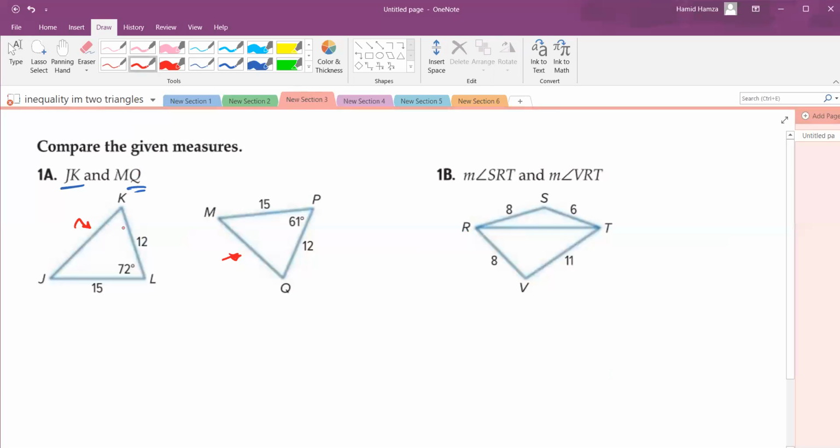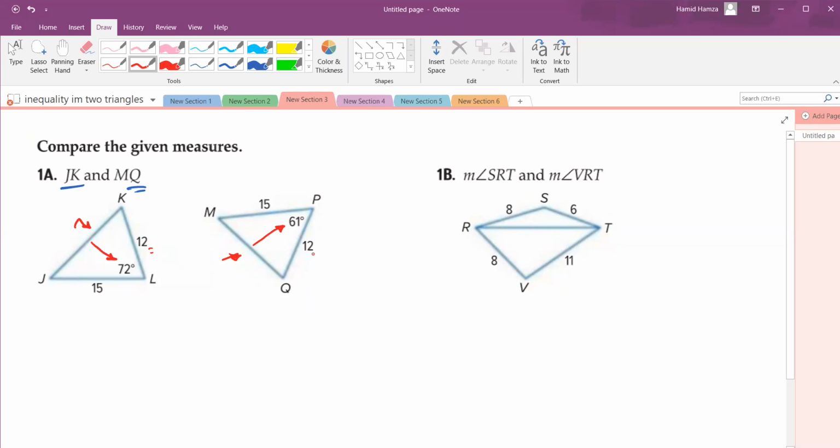So look to the opposite angle, guys. Look at the opposite angle. The opposite angle is 72. The opposite angle is 61. 72 is greater than 61. That means JK will be greater than MQ if the other two sides are congruent. Are they congruent? Yes. PQ is congruent to KL.